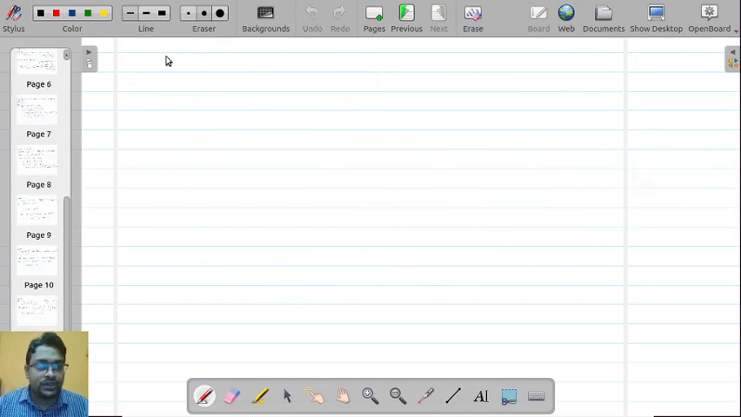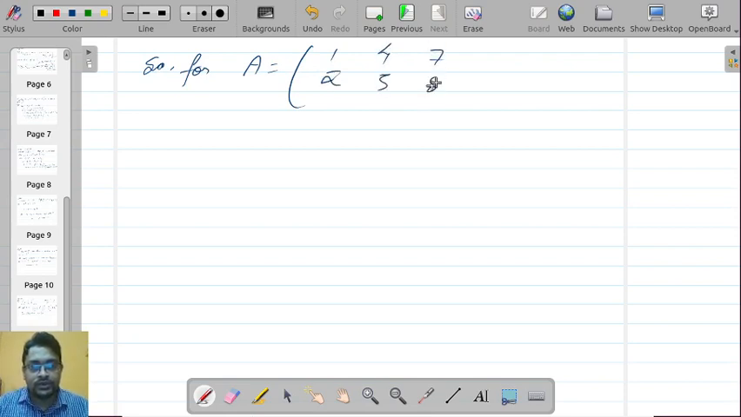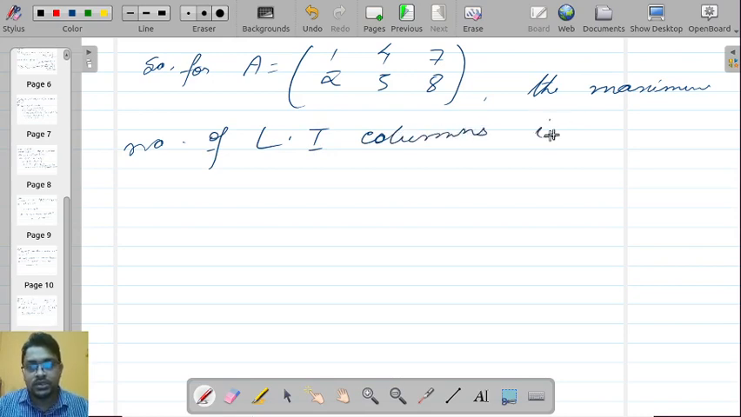So for this matrix, say A equal to 1, 2, 4, 5, and 7, 8, right? So for A equal to this, the maximum number of linearly independent columns is 2. Okay, similarly the maximum number of linearly independent rows is actually 3. Okay, but here the number of rows is less than 3, so here it will be 2 only.